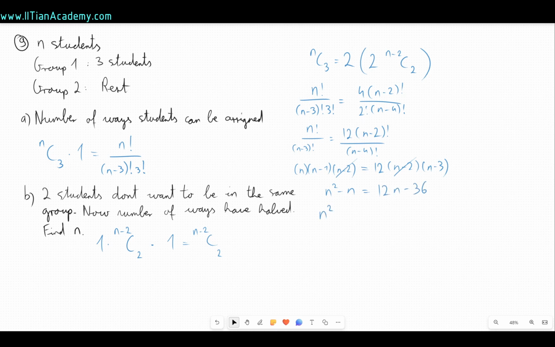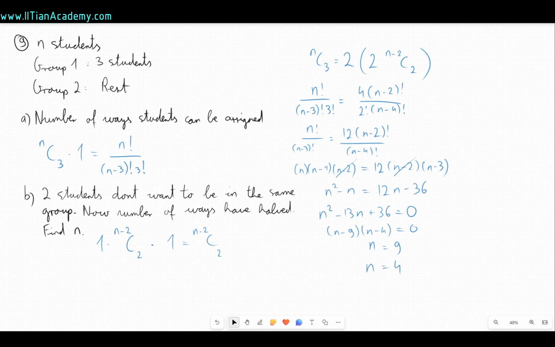So we can bring everything to the same side. And then we can factor this quadratic. We get n minus 9 and n minus 4. So the two options we have is n is equal to 9 and n is equal to 4.